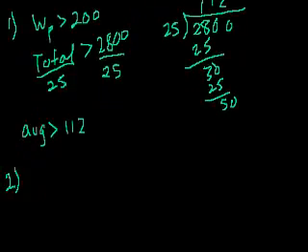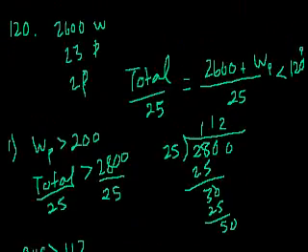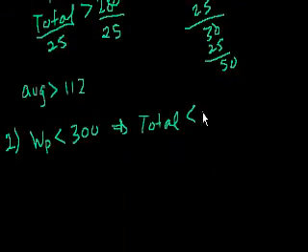Statement number 2 tells us each paragraph of the preface has fewer than 150 words. So the total preface has less than 300 words, right? There are 2 of them, each with fewer than 150 words, so the total preface has less than 300 words, and we can do the same logic. The total is going to be less than the original number of words plus the preface. It's going to be less than 2,600 plus 300. It's going to be less than 2,900.